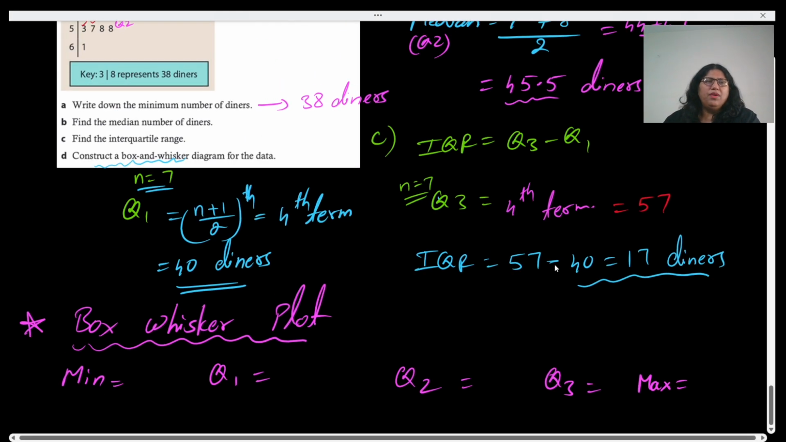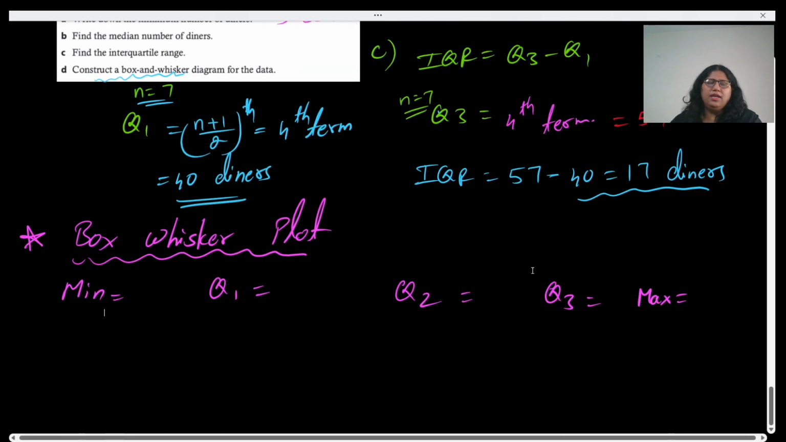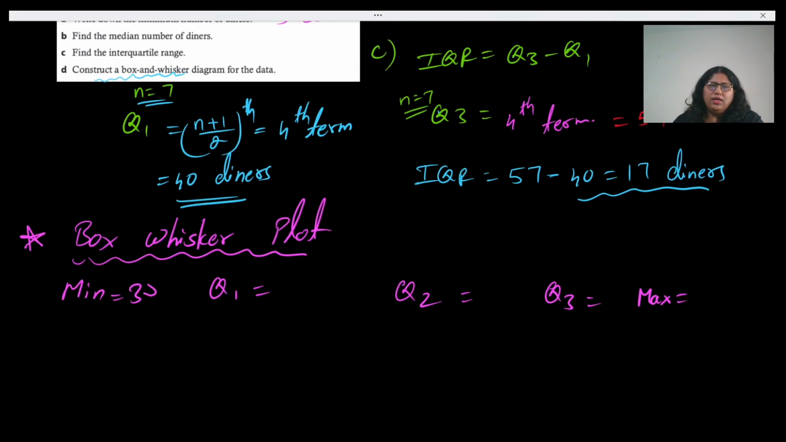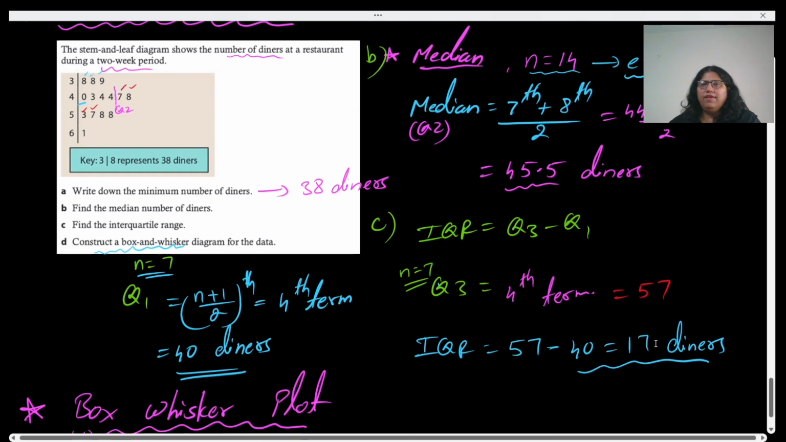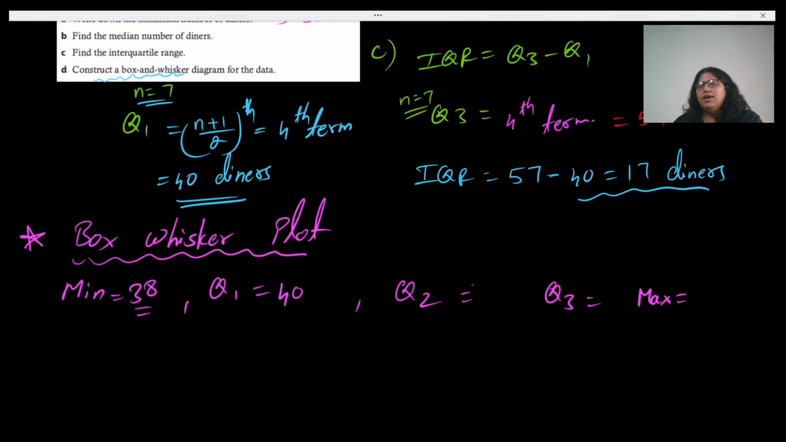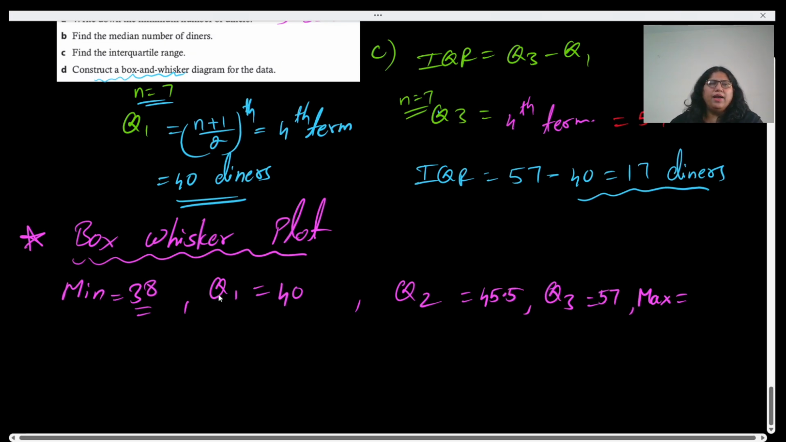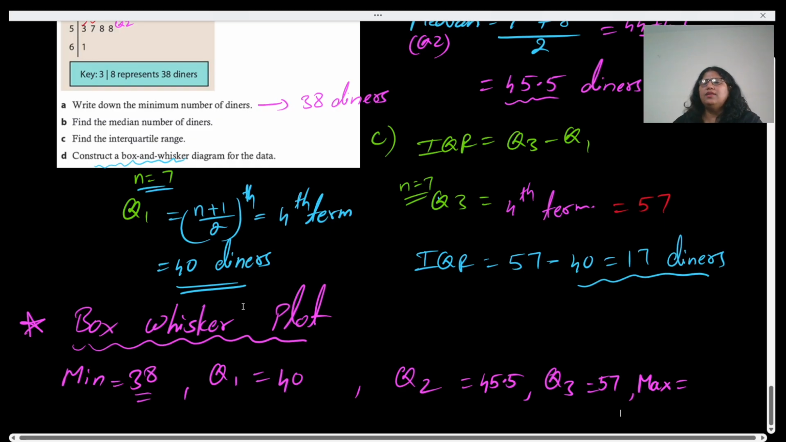What is the minimum number of diamonds among all? It is 38. So the minimum value here is 38. Q1 we have calculated already as 40. Then Q2 we got as 45.5 already. We have calculated that also. And then Q3 is 57 and the maximum number of diamonds you see is 61.